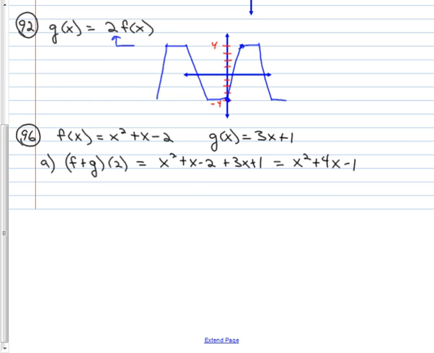So I just want to substitute a 2 into that thing. 2 squared plus 4 times 2 minus 1. I'll let you finish writing and then do some mental math and tell me the answer. 11. 4 plus 8 is 12, minus 1 is 11.